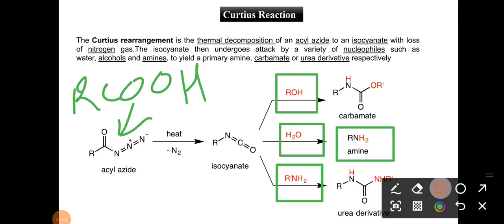Similarly, one more reaction we have seen forms the isocyanate as an intermediate. What is the name of that reaction? That is our Hofmann bromamide reaction. So the Hofmann bromamide reaction and the Curtius reaction both form the isocyanate as an intermediate.